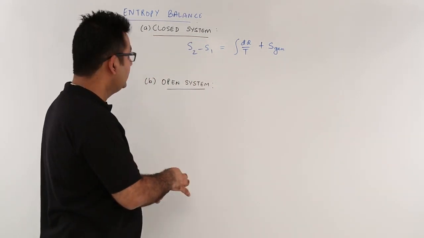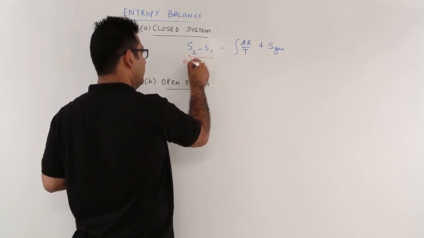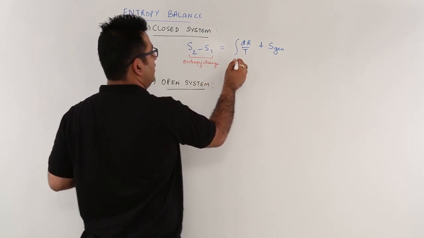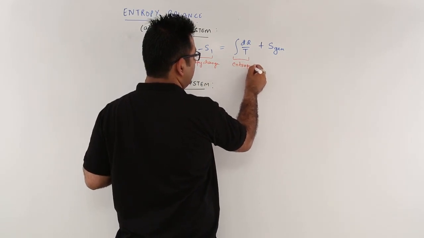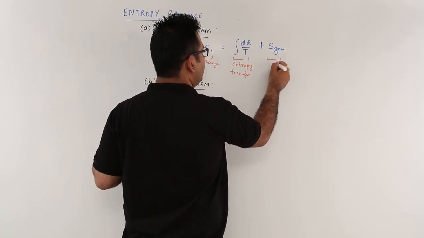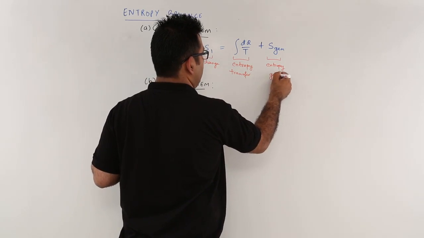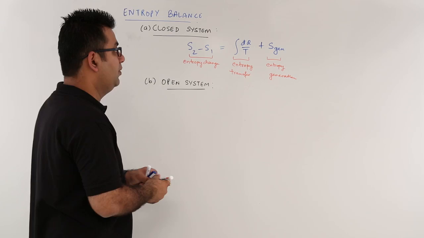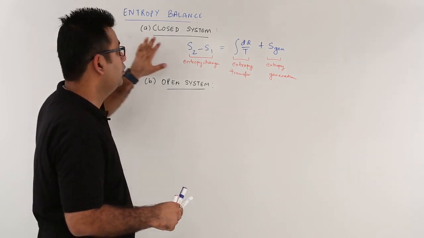Okay, so this is the entropy change. This is the entropy transfer due to heat interaction, and this is entropy generation. So remember this straightforward formula to apply it onto numericals on entropy balancing in a closed system.